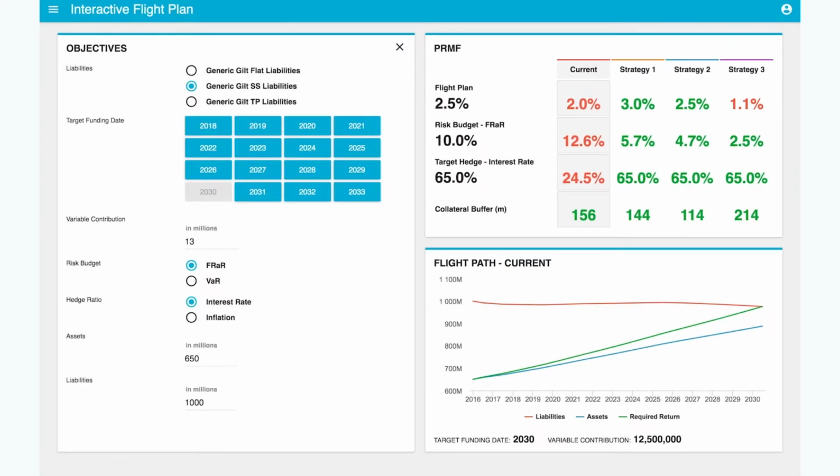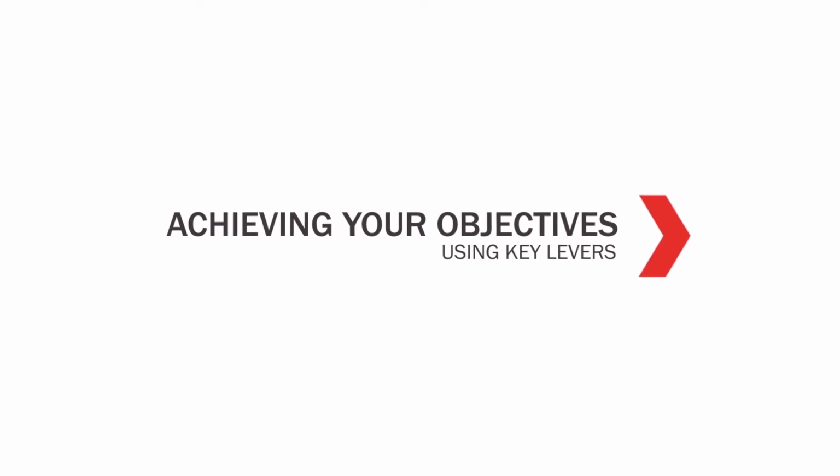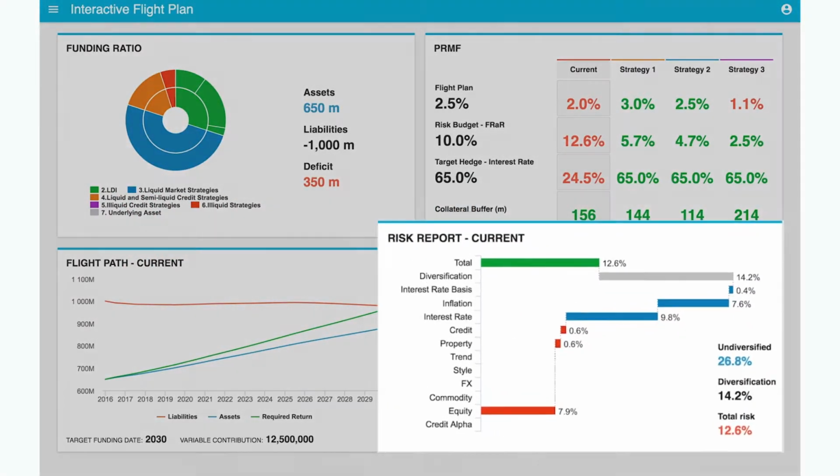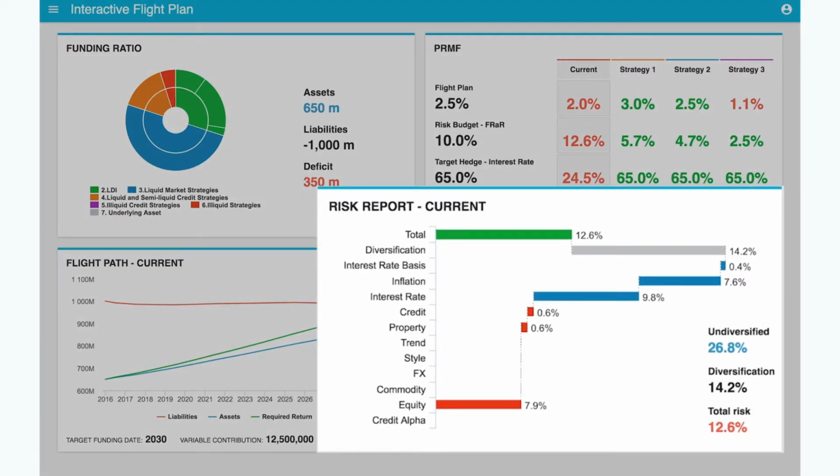Okay, so let's try and drill down a little bit further into the risks and see what key levers we have and how we might be able to solve this problem. So, looking at the current strategy through a risk lens, what we can see are two clear contributors to the overall risk. First, we can see equity risk, that's here, and secondly, we can see interest rate risk, that's here. That's the largest contributor to the overall risk.